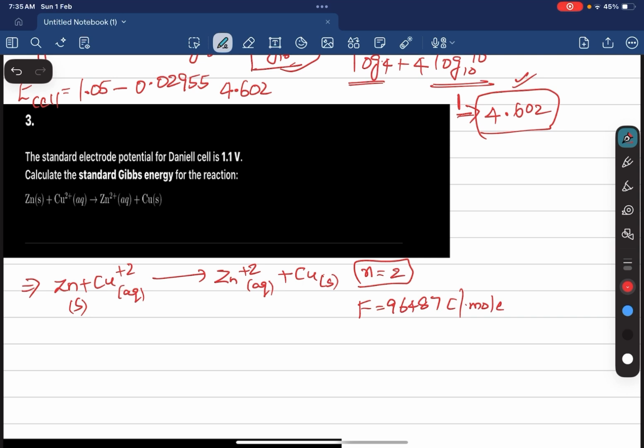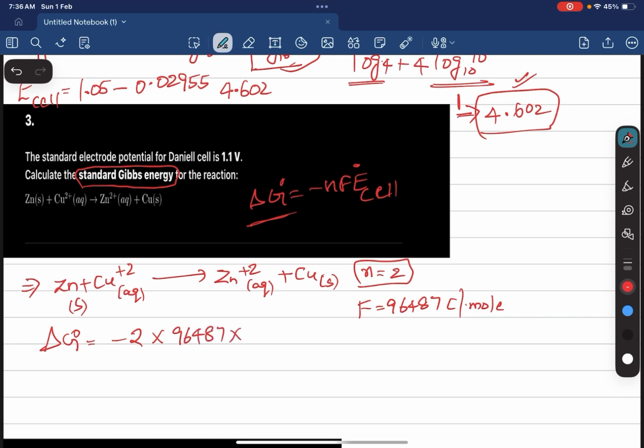And here they are asking for the standard Gibbs free energy. What is the formula for standard Gibbs free energy? Delta G equals minus nF E naught cell, right? Standard means delta G naught. What can be written in this? Delta G naught equals minus n value, which will be 2, and F value 96,487 into 1.1 volt, because it is the Daniell cell, right? 1.1 volt is the standard electrode potential value. If you simplify this, you will get delta G naught equals minus 212.27.